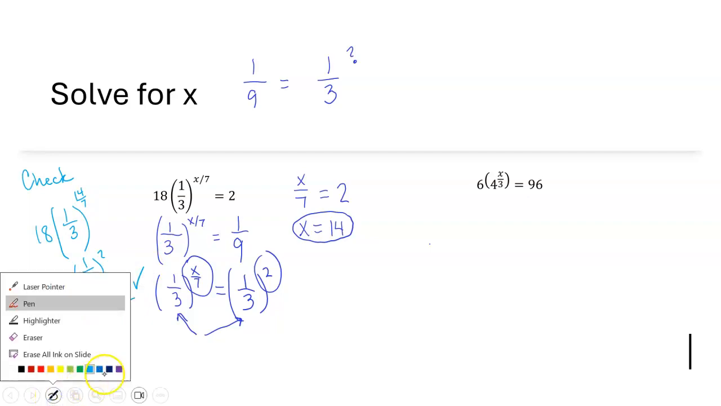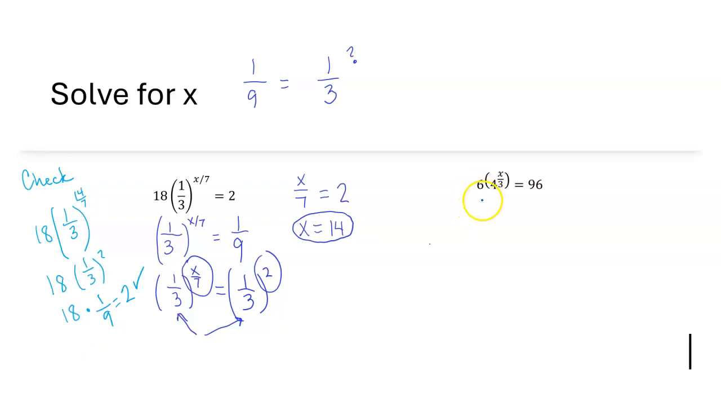The other type is that same type. We're going to divide by 6, so we're cleaning up the yard. And 96 divided by 6 would be 16. And what I know is that I can change a 16 so that it is 4 to a power. So this becomes 4 to the x over 3, and that's the same thing as 4 squared. Now I can ignore the base because they're the same, and I can just look at my exponents and say, well, x over 3 has to equal 2. Now I can multiply by 3, so I get x equals 6.